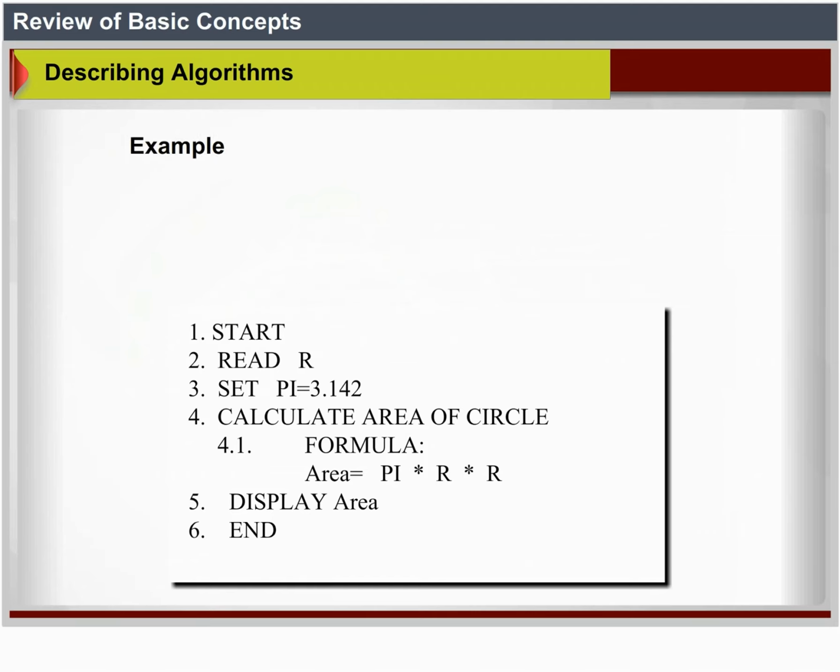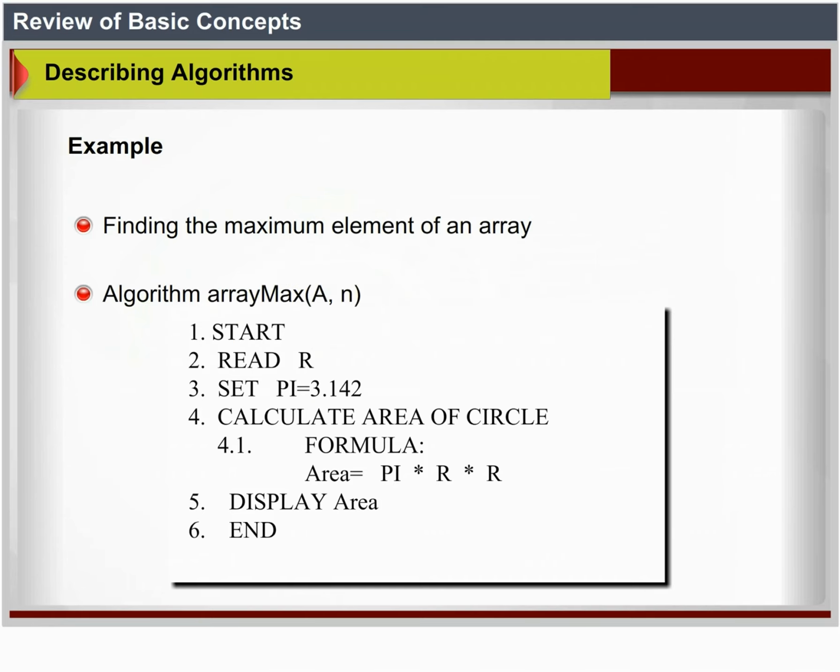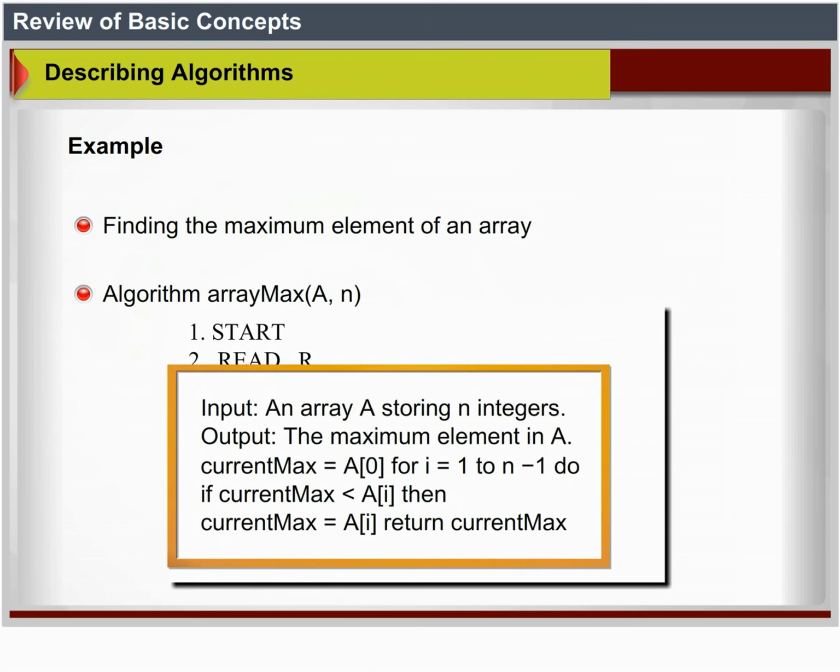Example, finding the maximum element of an array. Algorithm arrayMax(A, n). Input: an array A storing n integers. Output: the maximum element in A. currentMax equals A[0]. For i equal to 1 to n minus 1, do: if currentMax is less than A[i], then currentMax equals A[i]. Return currentMax.